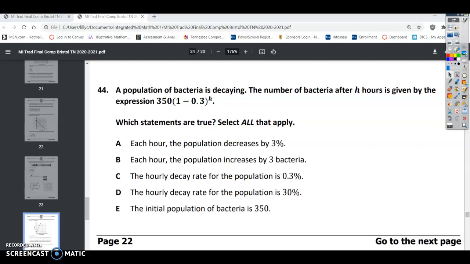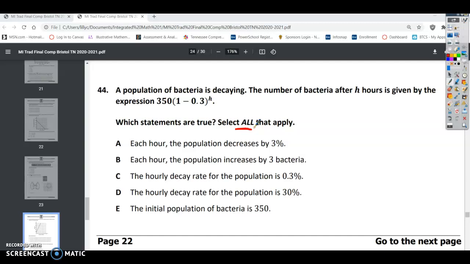Math 1, final benchmark, number 44. A population of bacteria is decaying. The number of bacteria after H hours is given by the expression 350 times (1 minus 0.3) raised to the H power. Which statements are true? Select all that apply. So we need to select all that apply. That means that we could have more than one answer.